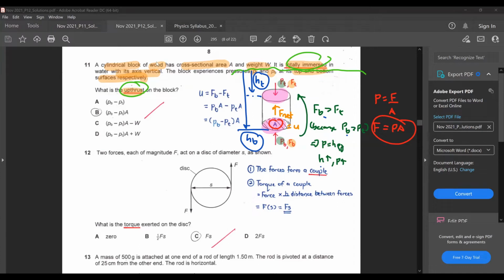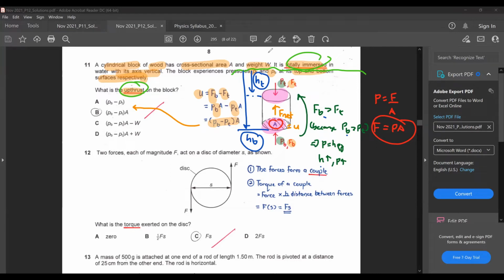Okay. So your upthrust is the bottom force minus top force, which is PB A minus PT A. You factorize A out, you get PB minus PT times A, which is this one here. Okay. So this one should be okay.